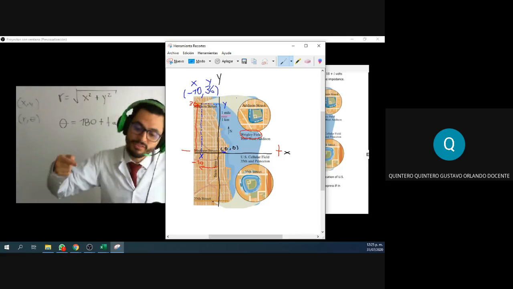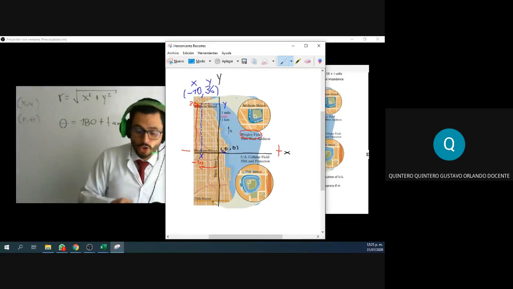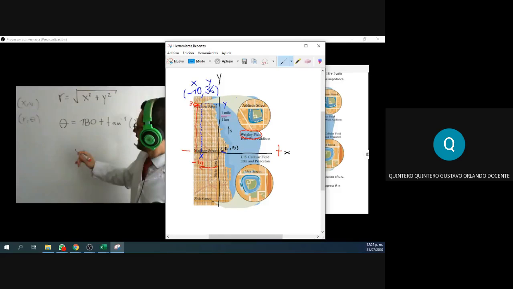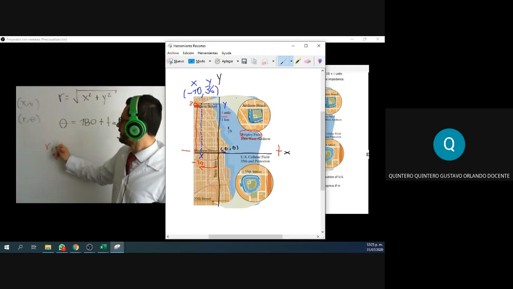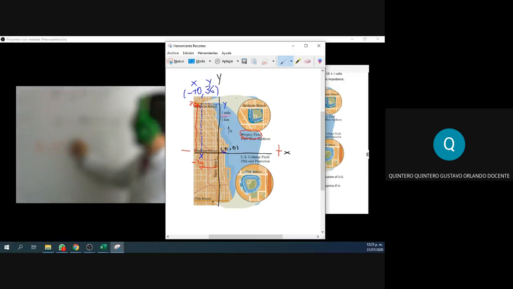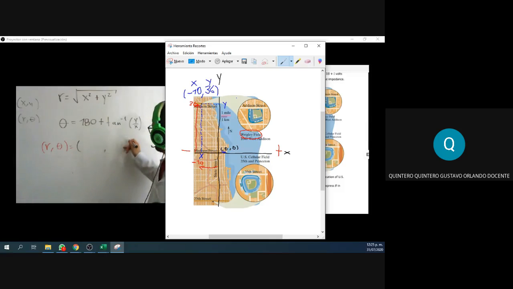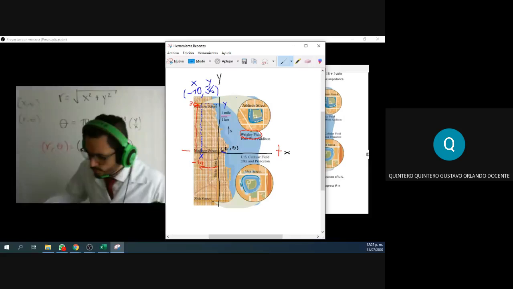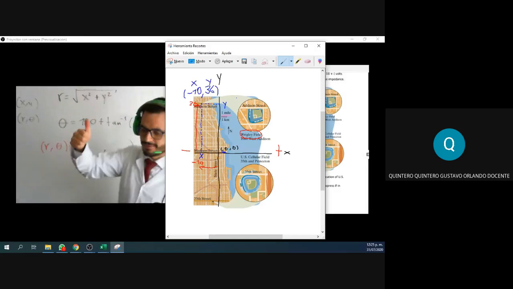-10 and 36. So using your calculator, guys, please tell me, what is the r theta? The polar coordinates. What are those, please? Tell me. Vale Moreno said it in the chat as well. Root of x squared plus y. Thank you, Vale. You did it great.